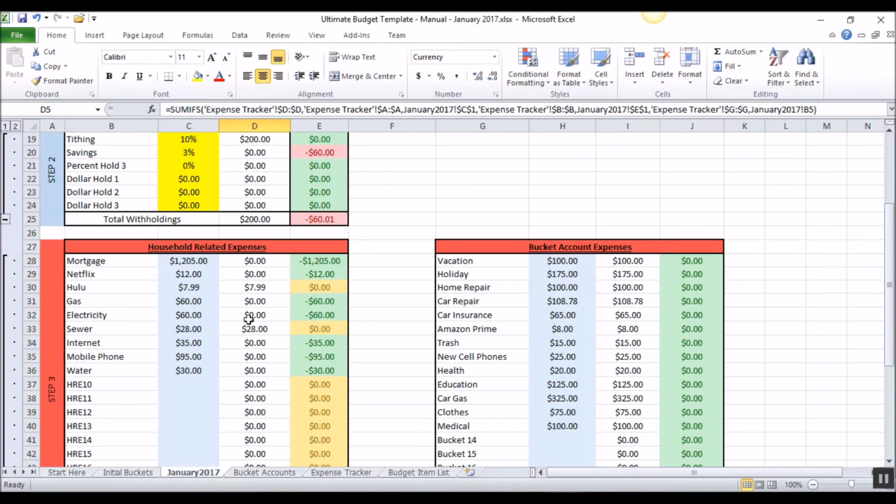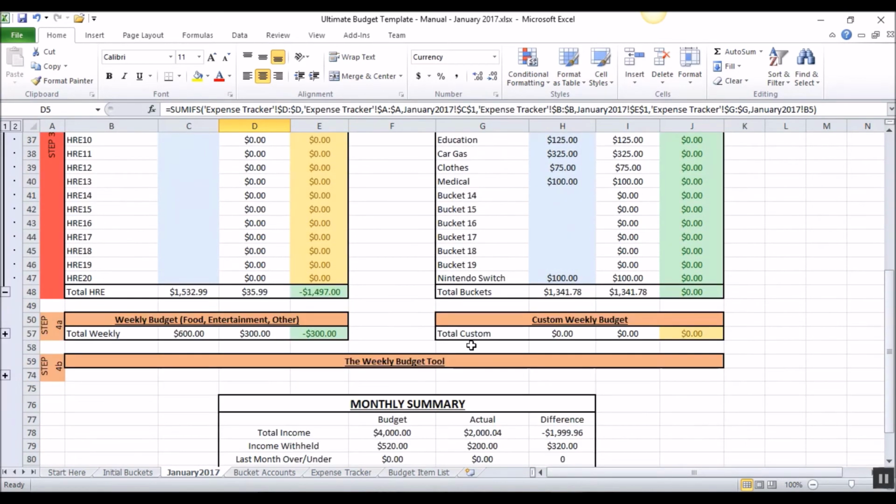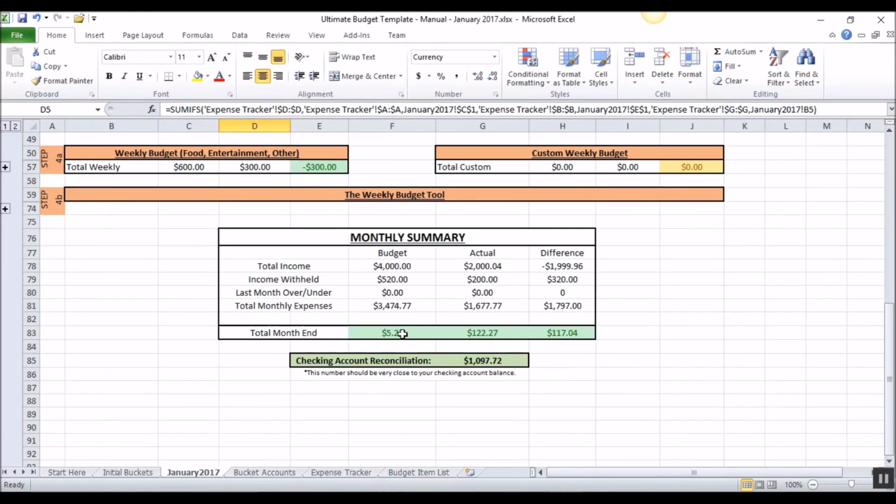I've paid for Hulu and sewer, but nothing else has come through yet, and all my buckets are filled over here. And that leaves us right now with $5.23. And if today was an actual day where I was saying, where am I in my budget?